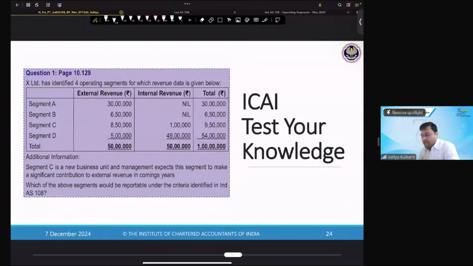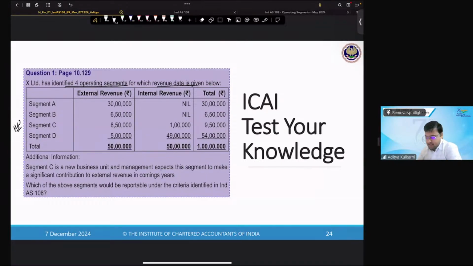Okay. All right. Next. X has identified 4 operating segments for which the revenue data is as under. You have external revenue, internal revenue, total. So I leave this for homework. You can do this yourselves.